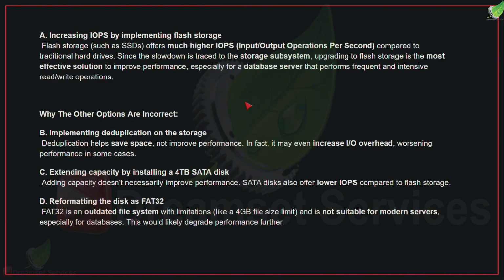C. Extending capacity by installing a 4 TB SATA disk. Adding capacity doesn't necessarily improve performance. SATA disks also offer lower IOPS compared to flash storage. D. Reformatting the disk as FAT32. FAT32 is an outdated file system with limitations and is not suitable for modern servers, especially for databases. This would likely degrade performance further. Therefore, the correct answer is A. Increasing IOPS by implementing flash storage.